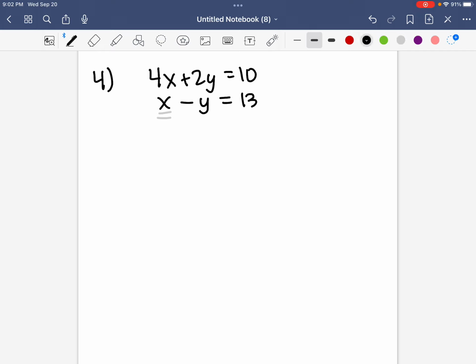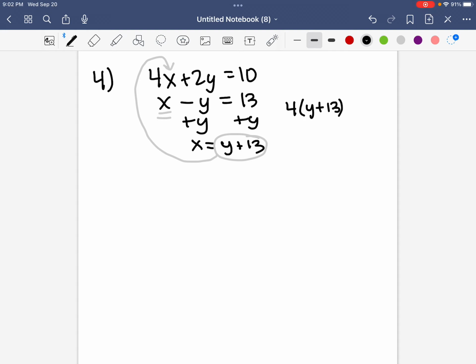So to get x by itself, I need to add y to both sides, and that leaves me with x equals y plus 13. Okay, or you could say 13 plus y, but I can't combine those because they're not like terms. Then from here, I already know that x is equal to this, so I can take it and plug it into the top equation. That gives me 4, and instead of writing an x, I'm going to write y plus 13 because that's what x is. Then I have plus 2y equals 10.